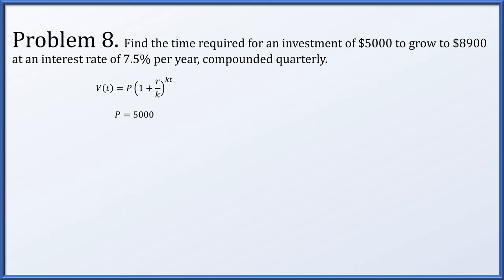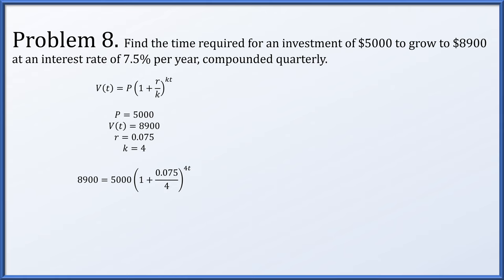Our principal is $5,000. We know we want to reach a value of $8,900. We know our interest rate is going to be 7.5%, converted to a decimal, 0.075. We also know we're compounding quarterly, so k is 4. The unknown is t, so we set $8,900 equals 5,000 times the quantity 1 plus 0.075 over 4, all raised to the 4t power.